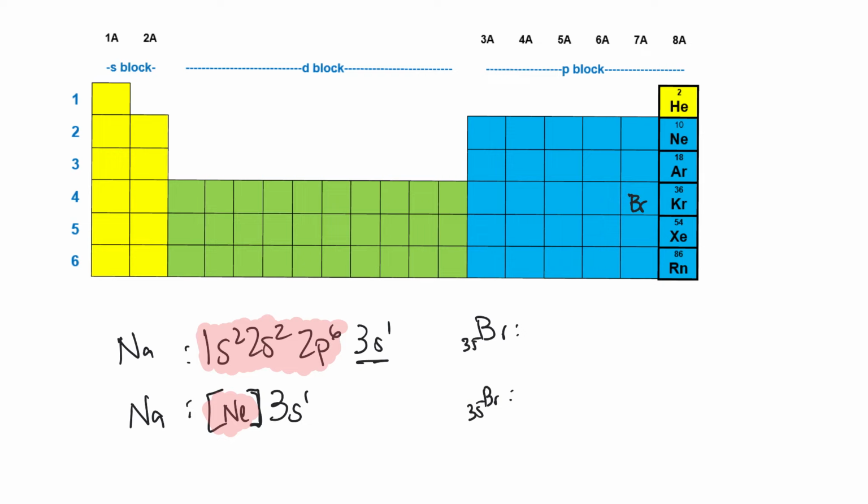So we'll start with your 1s. How many 1s's do we have? Well, we got 2 of them. We move down the row, 2s, we got 2 of those.